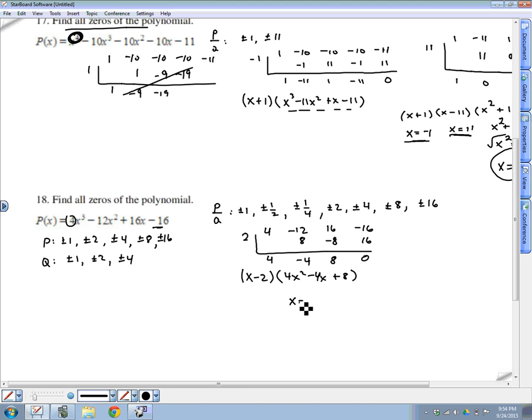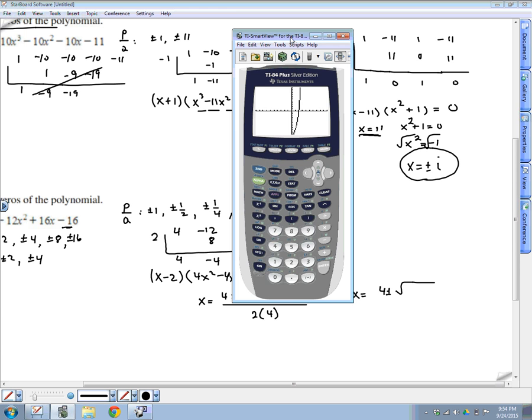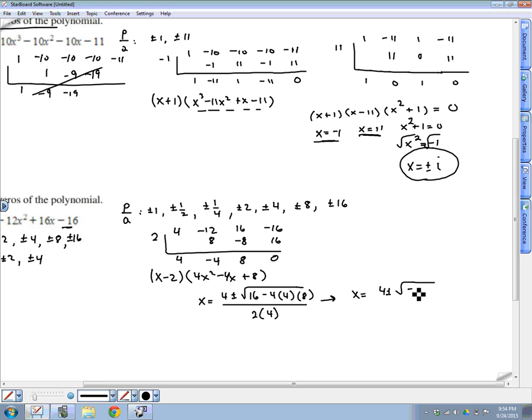the quadratic formula. x equals the opposite of b plus or minus the square root of b squared minus 4 times a times c, all over 2a. So 4 plus or minus the square root of 16 minus 4 times 4 times 8. I would recommend, rather than trying some mental math on some of these problems, that you check it on a calculator. 16 minus 4 times 4 times 8, negative 112.